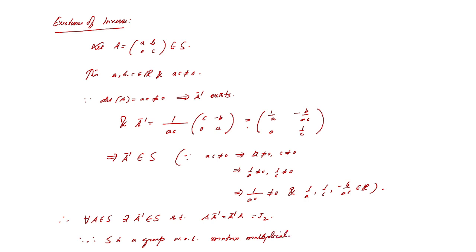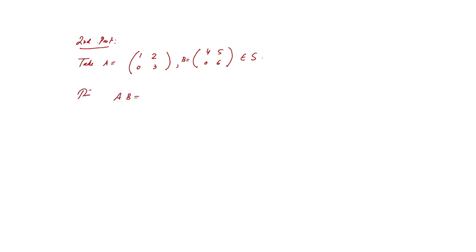Okay. Now we come to the commutative property. So now we come to the second part. Just take [1, 2; 0, 3] and [4, 5; 0, 6], which belong to S. So take this as your A and this as your B. And then you will take AB, [1, 2; 0, 3] and [4, 5; 0, 6], and you will multiply.